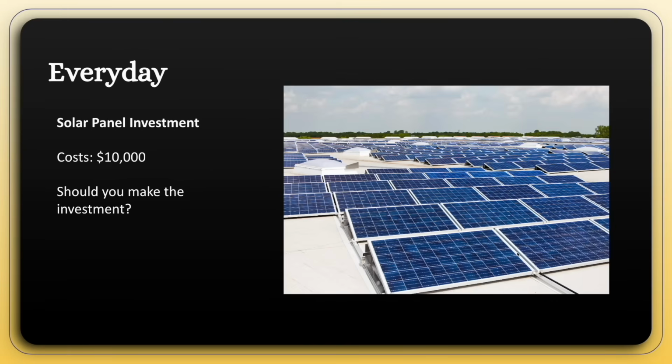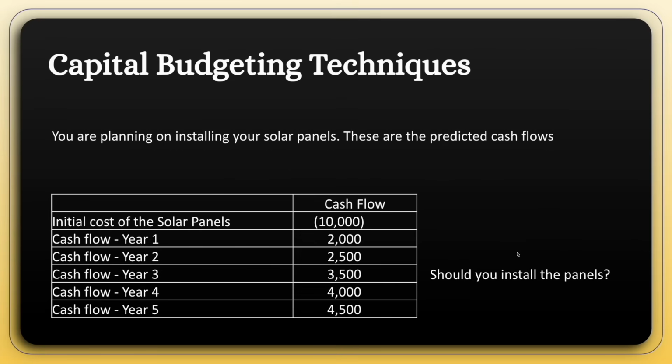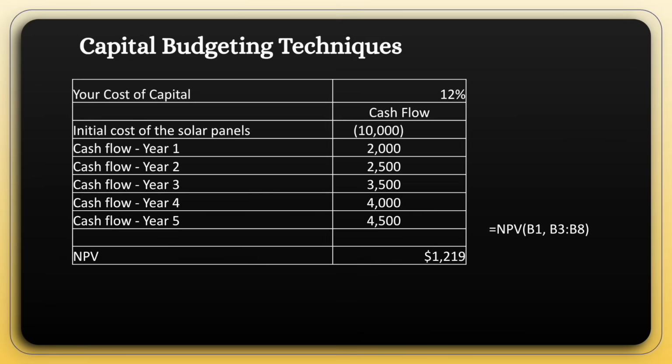Okay, so now let's return to our example. Our solar panel costs $10,000. Should we make the investment? Using capital budgeting techniques, we can predict the cash flows. The cash flows over the years are $2,000, $2,500, $3,500, $4,000, and $4,500, with an initial cost of $10,000. Should we install these panels?